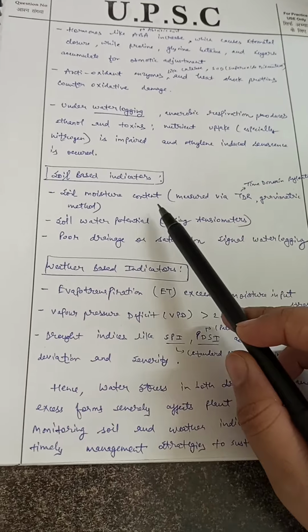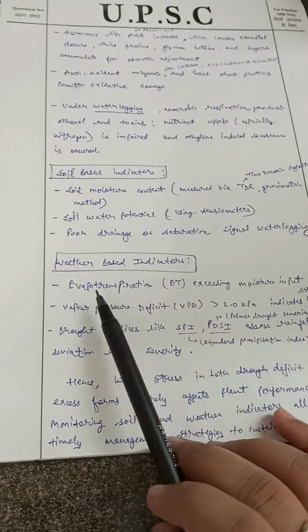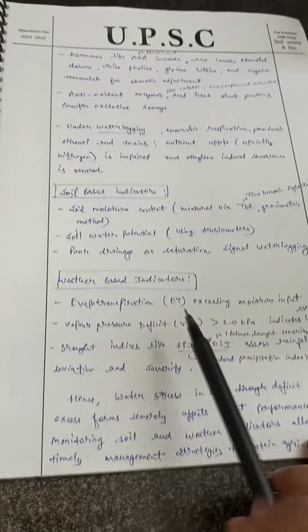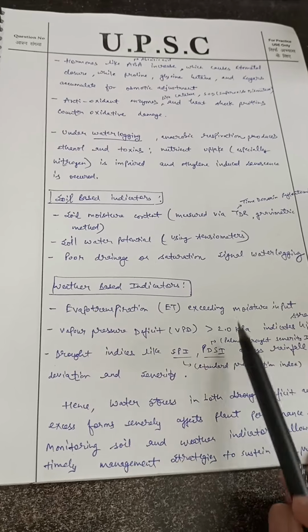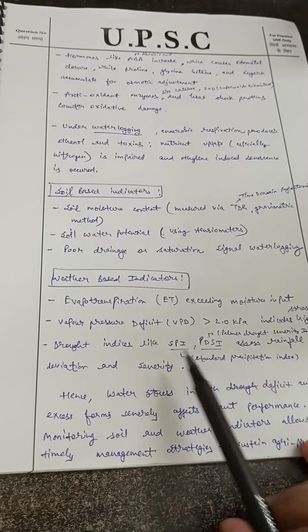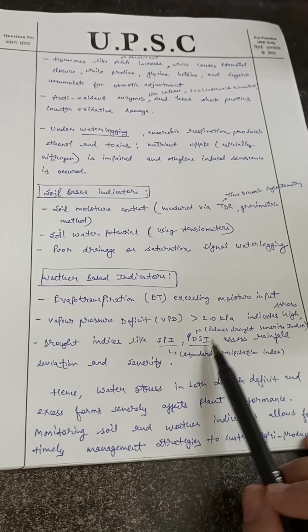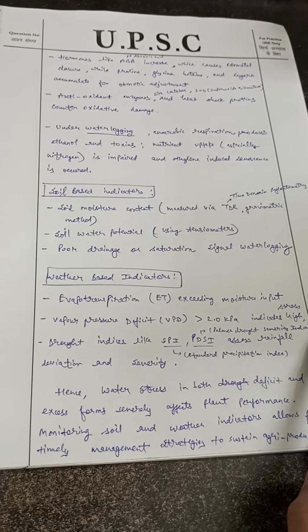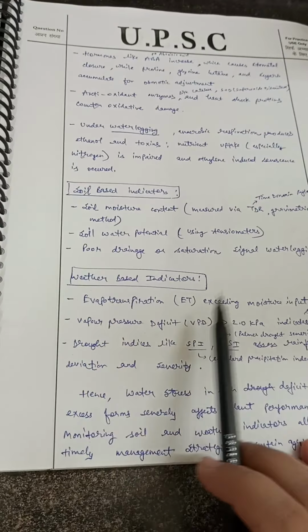Now the weather based indicators to check whether the plant is facing water stress: when evapotranspiration exceeds the moisture input, or vapor pressure deficit is more than 2 kilopascals, it indicates high water stress. And drought indices like the Standardized Precipitation Index, that is SPI, and PDSI, that is Palmer Drought Severity Index, assess the rainfall deviation and severity. So these are soil and weather based indicators.